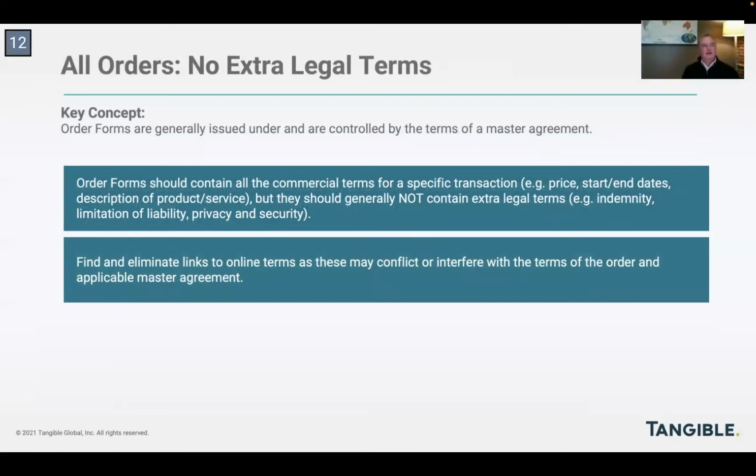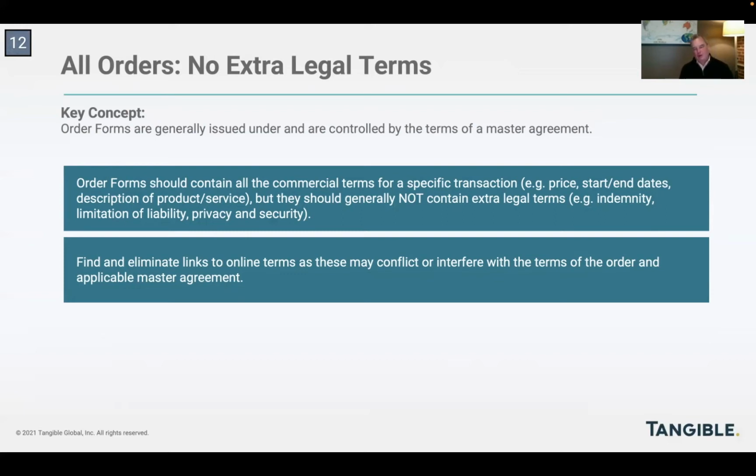Thank you, Alex. As we touched upon earlier, one of the big 3, as Alex likes to call them, is no extra legal terms. Generally speaking, the master agreement under which the order form is issued should cover the bulk of the legal terms, and any new legal terms that are incorporated into an order form should be for a specific purpose and well understood by both parties. The principal purpose of the order form is to make a particular transaction work, to represent a particular sourcing of goods or services from a particular vendor.